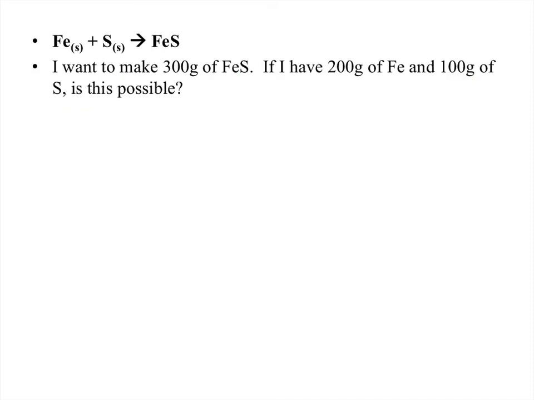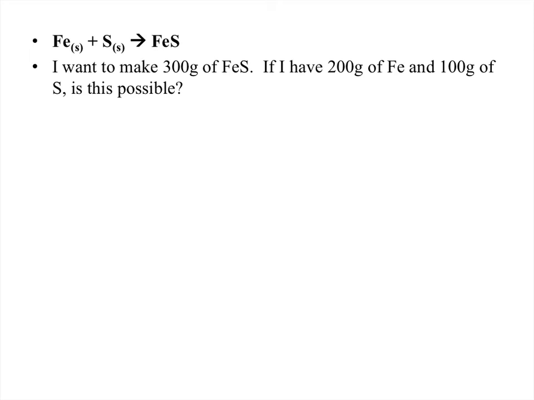This next example is the same equation, but I'm going to work this one out for you. It's giving us a goal of making 300 grams of iron 2 sulfide. So if I have 200 grams of iron and 100 grams of sulfur, is this possible? So you might think to yourself, 200 plus 100 equals 300, so obviously I can make that. But you would be not so correct, probably. So let's take a look at how this works with limiting reagents, because it's not mass ratios, it's mole ratios.